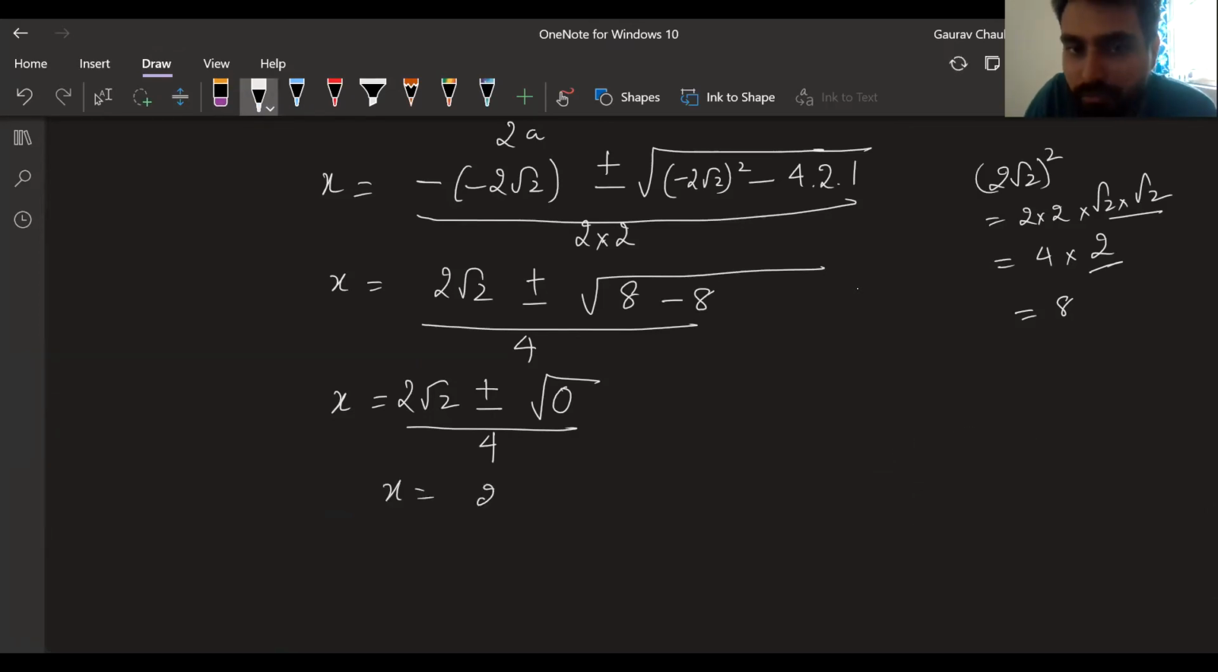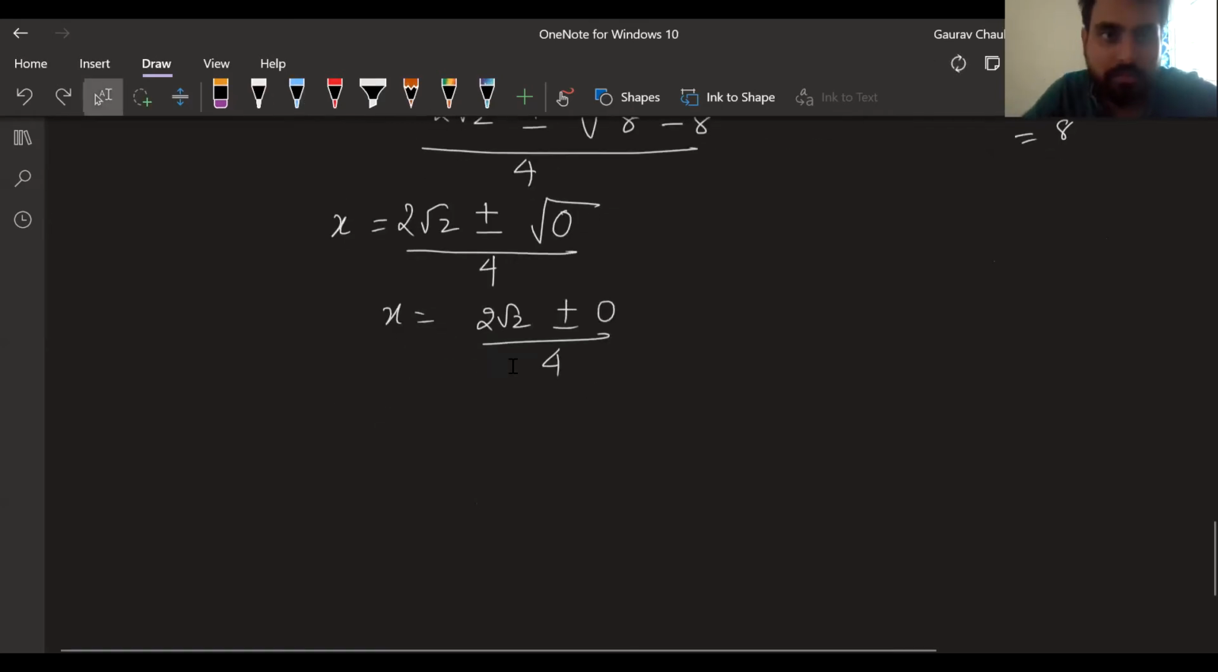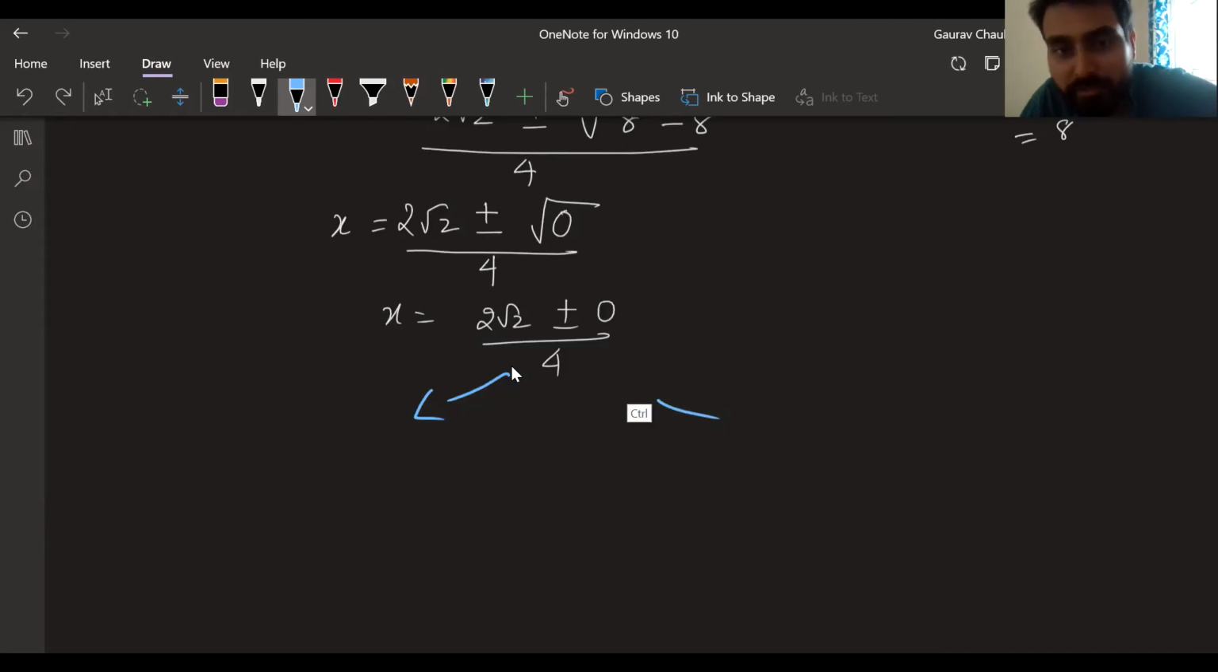x is equal to 2 root 2 plus minus 0 by 4. So I can just leave it. No, subtraction of 0, addition of 0 does not matter. Let me actually do it first. Okay, so I'm going to split it into two parts. Both are going to give me the same answer only.